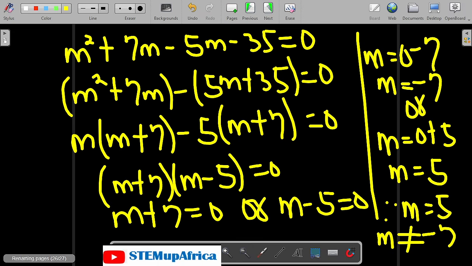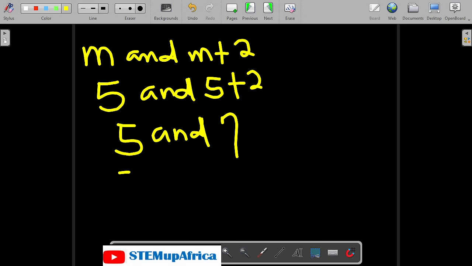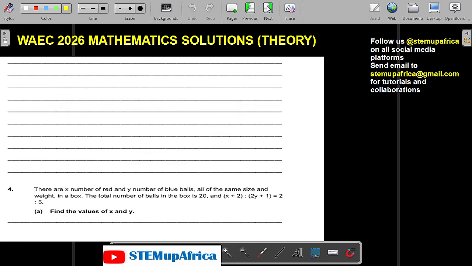So what are the numbers now? Remember we said the numbers are m and m plus 2. So when m is 5, we have 5 and 5 plus 2. So the numbers are 5 and 7. These are the two numbers, 5 and 7. With that, we are done with question 3. So let's go to the next question, which is question 4.